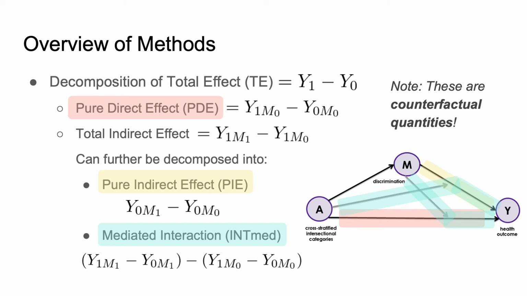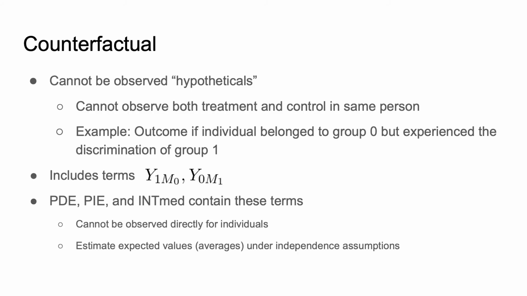Now, we briefly mentioned this earlier, but these three variables, PDE, PIE, and IntMed, are actually counterfactual quantities. This means that they cannot generally be observed, they're hypotheticals. An example is that we cannot observe the outcome if an individual belonging to group 0 had experienced the discrimination from belonging to group 1, or vice versa. This is similar to the idea that we cannot observe both treatment and control in the same person, which is why we need randomized controlled trials. So counterfactuals include the terms Y1M0 and Y0M1. And if you recall, all three terms contain at least one of these variables. So we cannot get PDE, PIE, and IntMed directly for individuals. However, under the counterfactual independence assumptions discussed earlier, we may be able to estimate them on average using regression techniques.